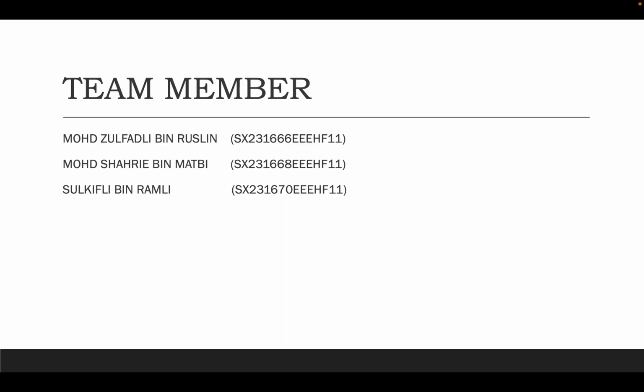So this is our team member. First of all, we have Muhammad Zulfadli bin Ruslin, matrix number SX231666, EEEHF11. Secondly, we have myself, Muhammad Syari bin Madbi, matrix number SX23166, EEEHF11. And lastly, we have Zulkifli bin Ramli, SX23167, EEEHAF11.